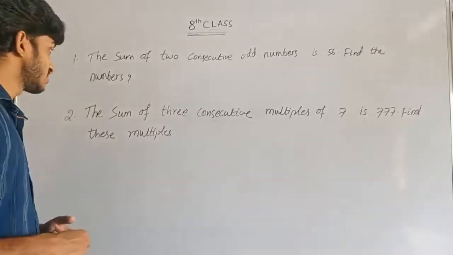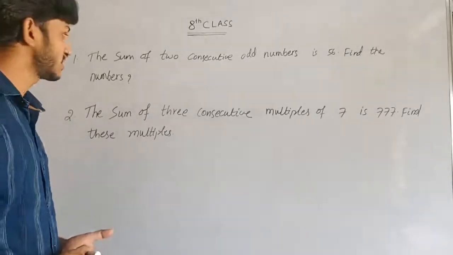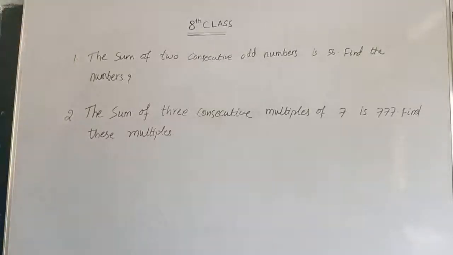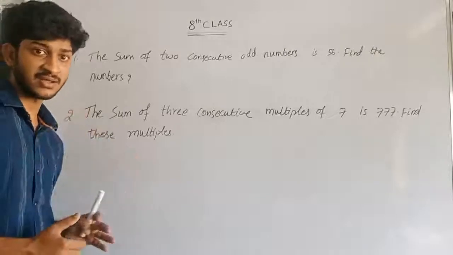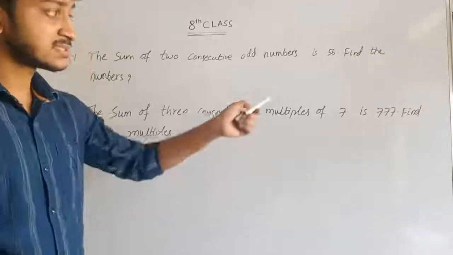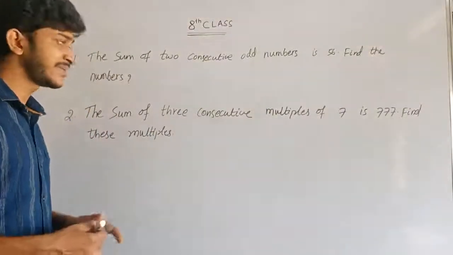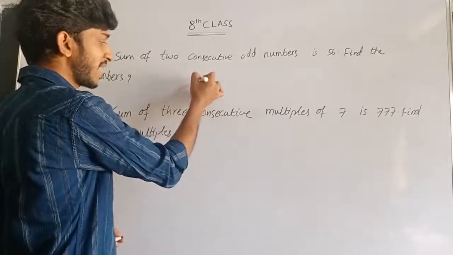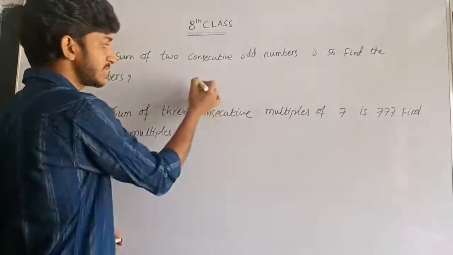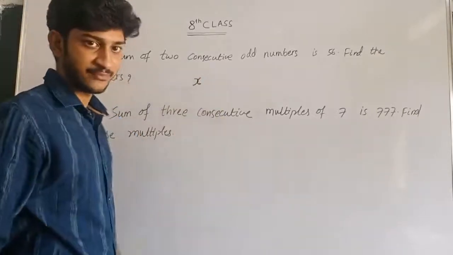Okay, see here children, I gave two problems as homework. The first problem is: the sum of two consecutive odd numbers is 56. Find the numbers. The sum of two consecutive odd numbers means the odd numbers which are side by side are added, and the answer is 56. So here we have to find the two numbers. I am giving a hint. I am taking an odd number as x, because I don't know the two numbers.